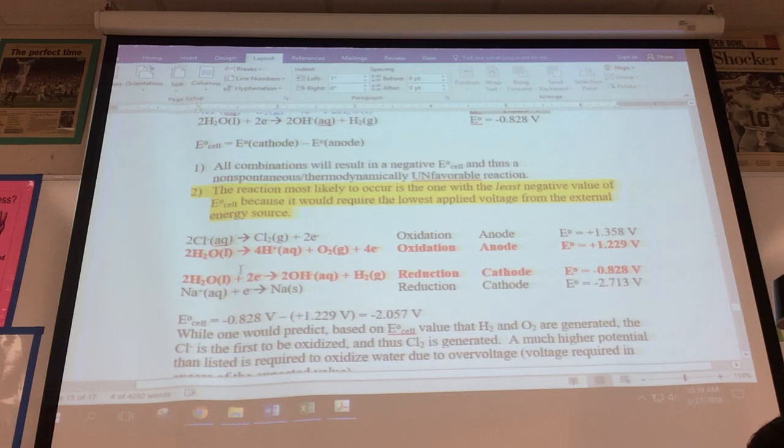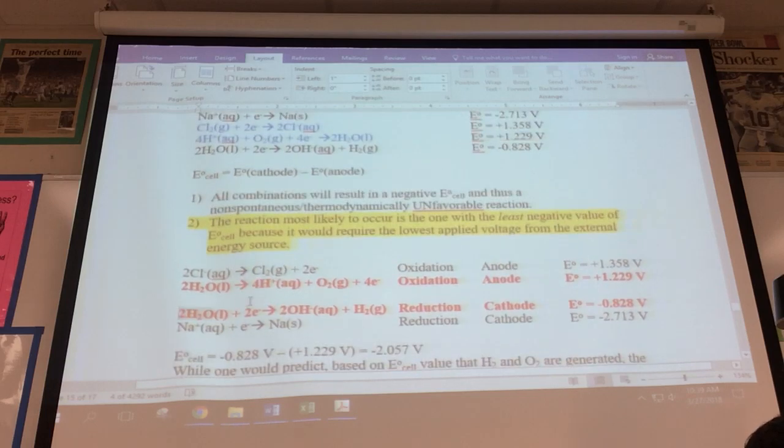So what I have done here, this equation I left alone. I had to flip this one so water is a reactant. So this is oxidation at the anode. Why did I flip this equation? Because chloride ion has to be a reactant. So that's clear, oxidation at the anode?